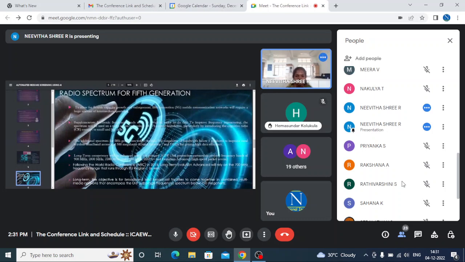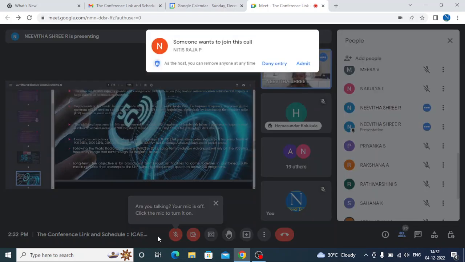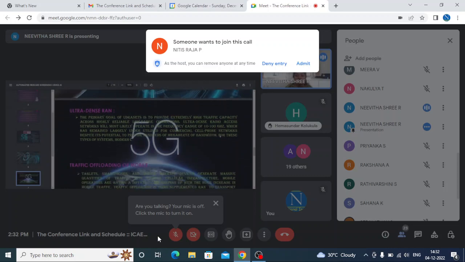Radio spectrum for fifth generation. To allow flexible capacity growth and enlargement, the fifth generation mobile communication network will require a huge amount of intermediate spectrum. The additional spectrum for fifth generation might include 100 MHz of bandwidth to 1 GHz to improve rural wireless access, and a 500 MHz band between 1 and 5 GHz for greater high data efficiency. Following the World Radio Conference in 2015, long-term evolution advanced will rally the 700 MHz frequency range that runs through the ITU region. Long term, the objective is for broadband and broadcast facilities to come together in combined multimedia networks that encompass the UHF, ultra-high frequency, spectrum below 700 MHz.